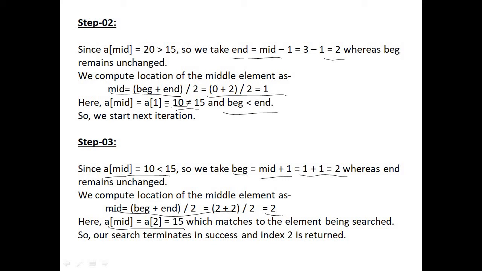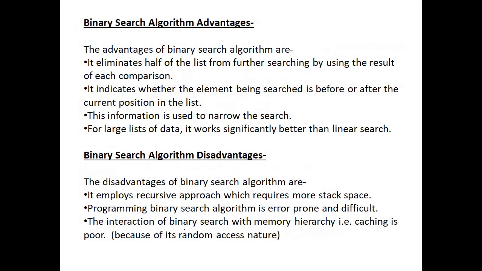So this is about binary search. The advantages are that it is very fast when compared with linear search, and it is applicable for a large amount of data also. The disadvantages are that it uses a recursive process and it uses more memory. And also, the elements should be in sorted order.